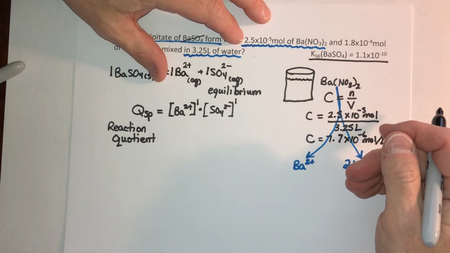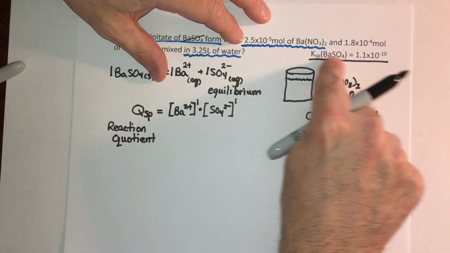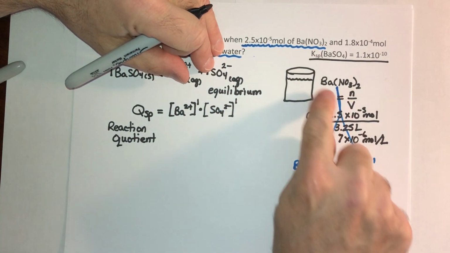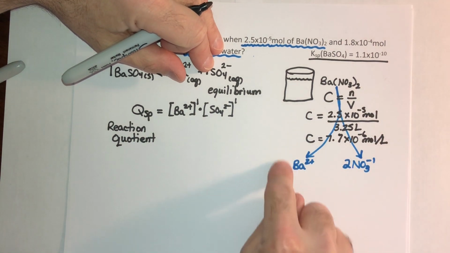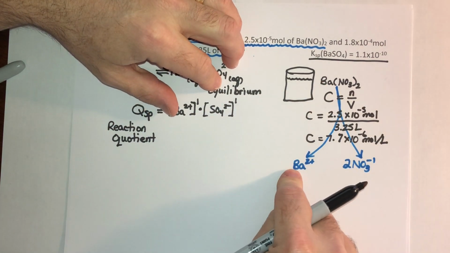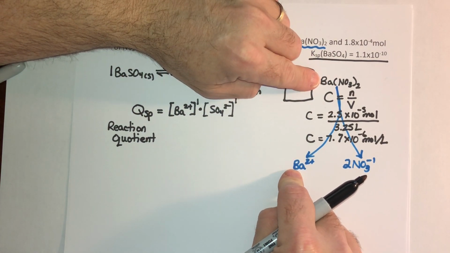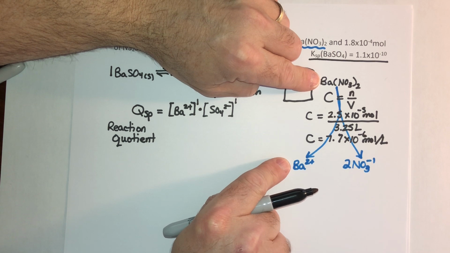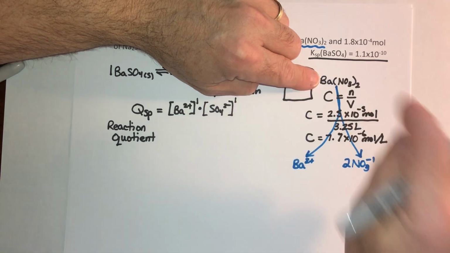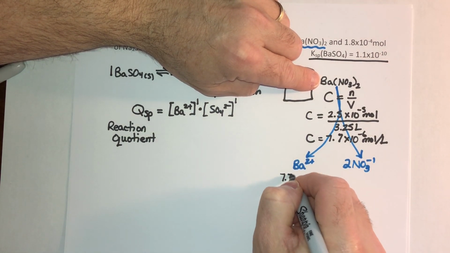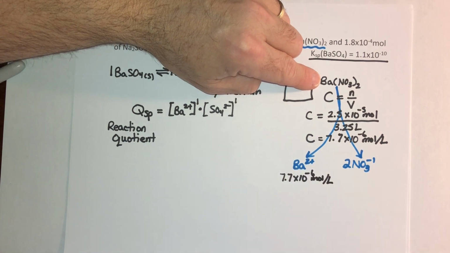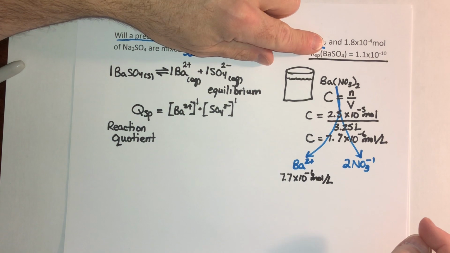So now let's talk about the splitting up. If you had 1 barium nitrate, you get 1 barium 2 plus. If you had 2 of these, let's say I split up 2 of them, I would get 2 bariums. If I had 5 of them, I'd get 5 bariums, right? It's a 1-to-1 relationship. However many barium nitrates you have, the same number of bariums. So if you started with 7.7 times 10 to the minus 6 of these, then you're going to end with 7.7 times 10 to the minus 6 moles per liter of the barium 2 plus, right? Because this is a 1-to-1 relationship.